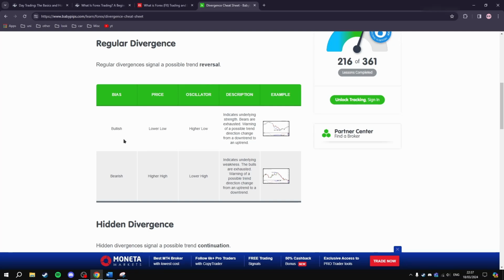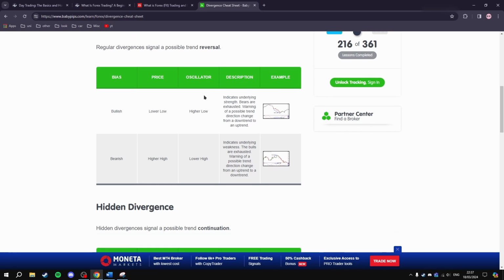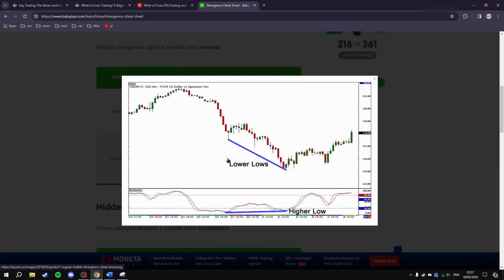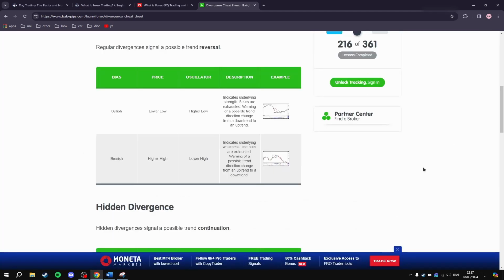So, the bullish bias: the price action shows a lower low, whilst the indicator or oscillator shows a higher low. So it indicates underlying strength. Bears are exhausted, warning of a possible trend direction change from a downtrend to an uptrend. So for example, lower low, higher low.